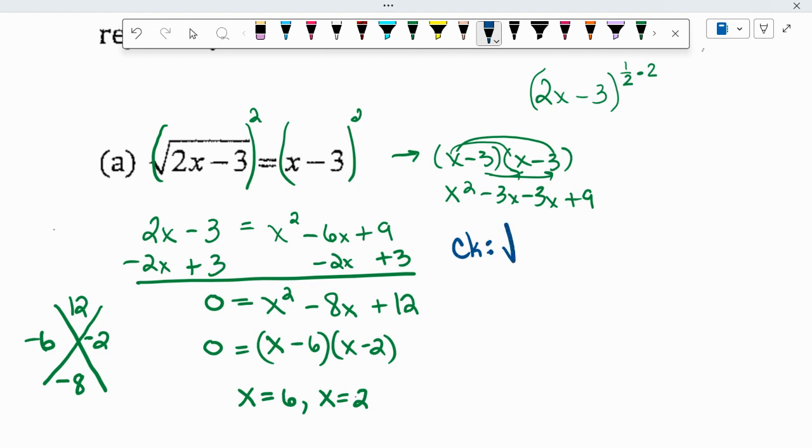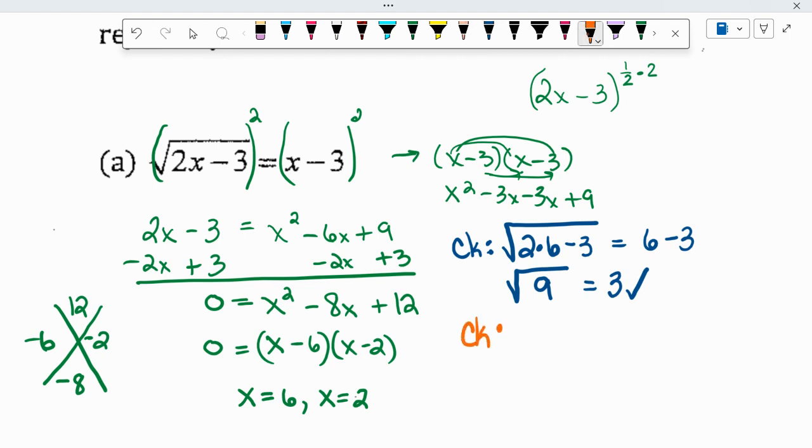So the original equation, I'll check 6 first. 2 times 6 minus 3 equals 6 minus 3. What is 2 times 6? Minus 3 is? So I have the square root of 9 equals, and what is 6 minus 3? 3. Does the square root of 9 equal 3? Yes, it does. Let's check the second equation.